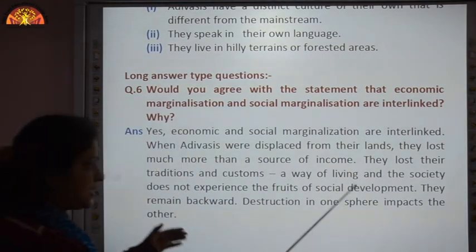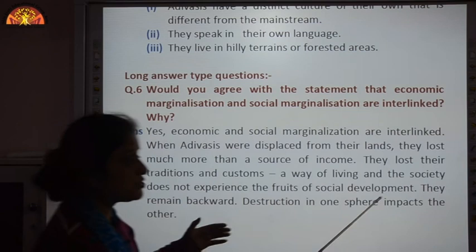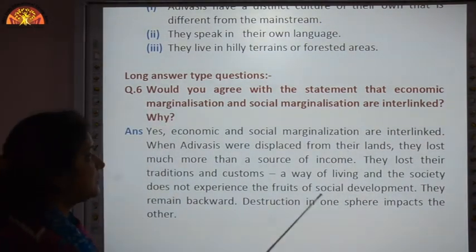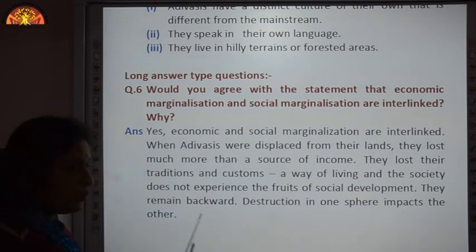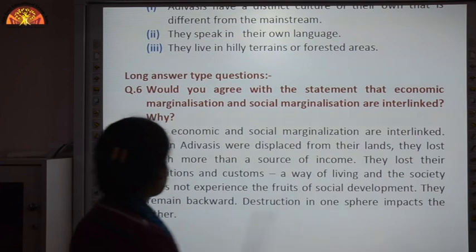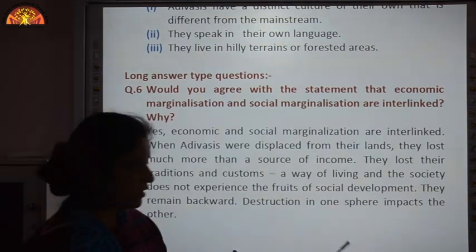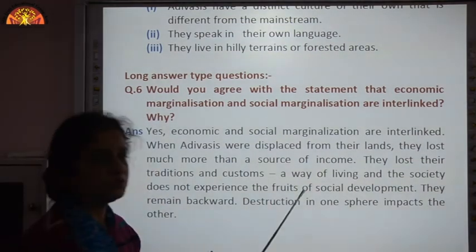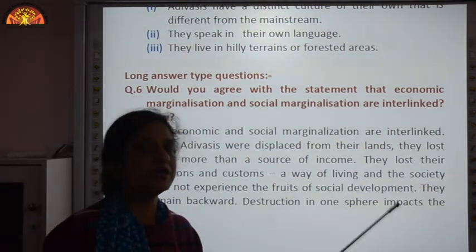बेटा जब तक ऐसा नहीं होगा कि इकोनॉमिक और सोशल दोनों इक्वलिटी मिलेंगी, तब तक पूरा बेनिफिट नहीं मिल पाएगा. दे रिमेन बैकवर्ड, वो पिछड़ गए. डिस्ट्रक्शन इन वन स्पेयर इम्पैक्ट्स द अदर. किसी भी एक स्पेयर में अगर डिस्ट्रक्शन होगा तो वो दूसरे को भी अफेक्ट करेगा डेफिनेटली.